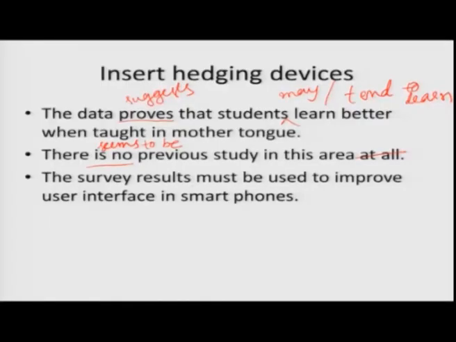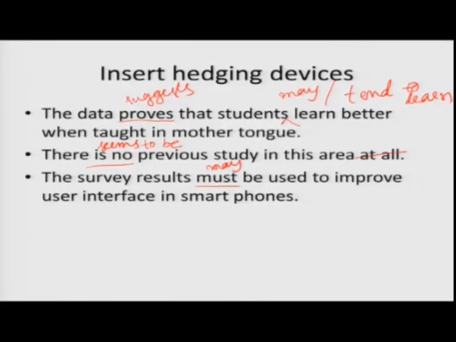Look at the third one. The survey results must be used to improve user interface in smartphones. So, you have conducted a survey and on the basis of that you are arguing about improving user interface in smartphones. So, what is the issue here? The issue is with your modal verb must. This is a very high level of certainty. It is a kind of you are making it compulsory, but that does not work.